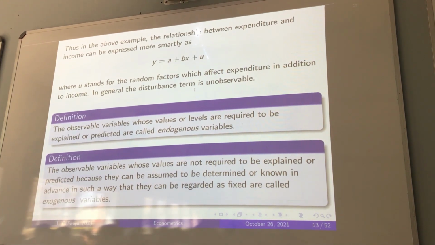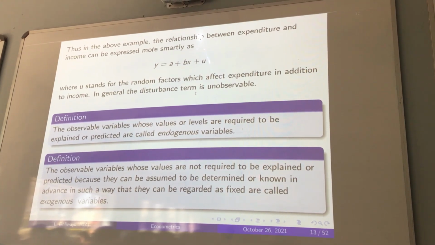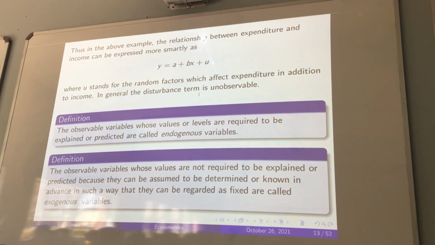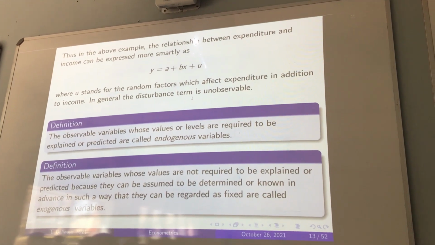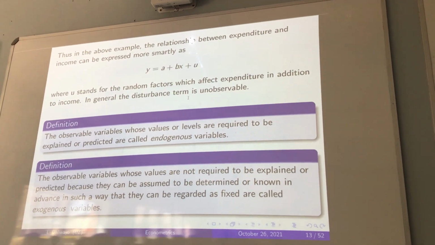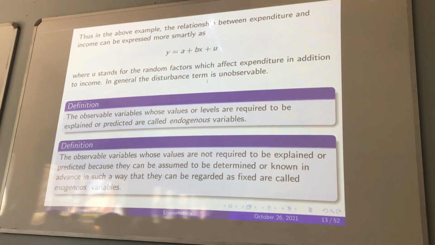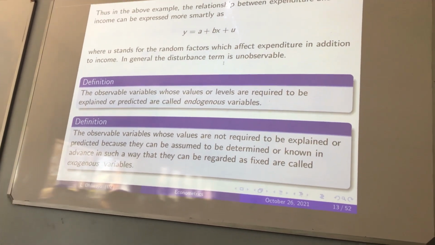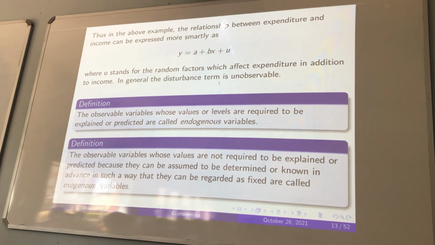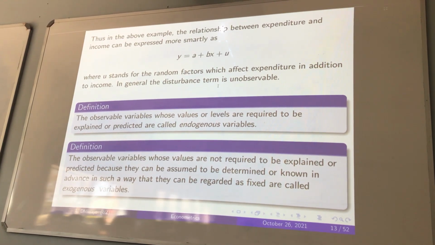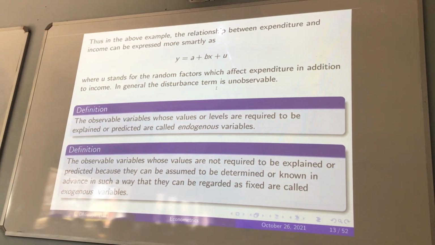Now, in the above example, if we factor in that a new product has come into play, then the relationship between expenditure and income can also be expressed more smartly as Y equals A plus BX plus the error term u. Where u stands for the random factors which affect expenditure in addition to income. In general, the error term is unobservable. You can't observe it. So the difference from the first one, which I called the exact equation, is that this one gets what? An error term.